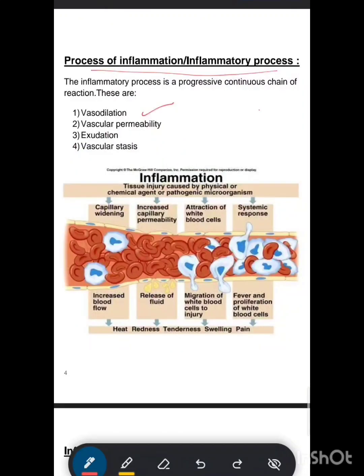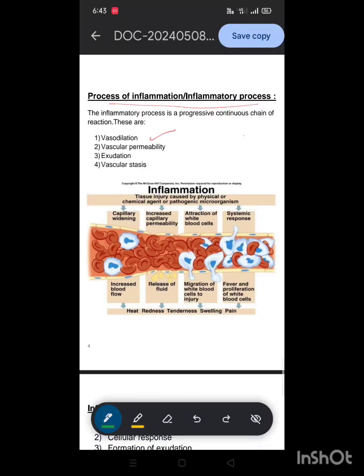Next, the process of inflammation. First, vasodilation: where injury occurs, the nearest blood vessels dilate due to some chemicals and appear red in color due to increased blood flow in this area. Here, capillary widening causes increased blood flow, and as a result, the area feels warm or hot.